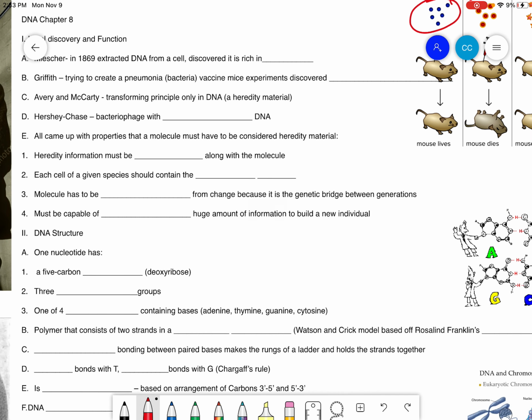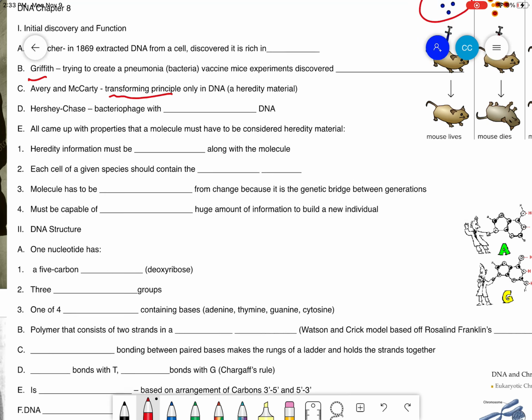You have Avery and McCarty discover that the transforming principle that Griffith figured out was only in DNA, and therefore it was a hereditary material, that it isn't in proteins, that same process isn't available in lipids, and it's not available in carbohydrates. It's just in this DNA material that's rich in nitrogen and phosphorus.